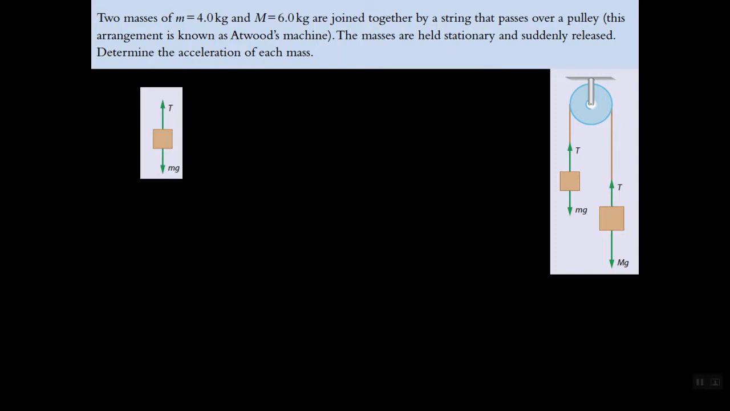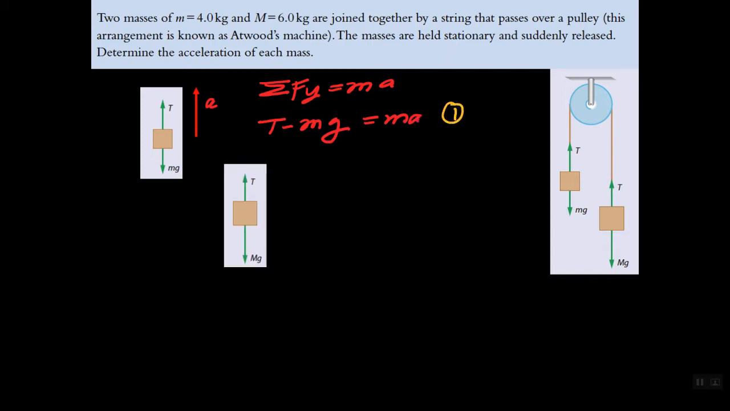So let's take a look at the small mass. The small mass accelerates in the upward direction. So the net force equals m times a. That is T minus mg equals ma. This is equation 1.